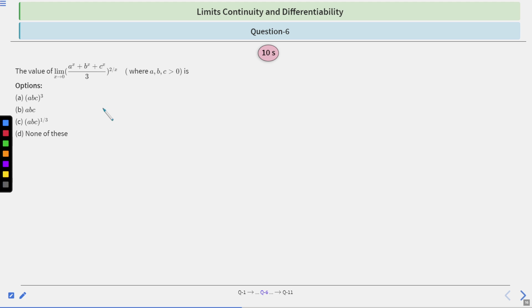Again, see, if we put x equal to 0, it is 1 plus 1 plus 1 upon 3. And in the power thing, if we put x equal to 0, it is infinity. So again, it is of the form 1 to the power infinity, right? So we can apply the formula limit x tending to 0 fx to the power gx. We can apply limit e to the power limit x tending to 0 gx into fx minus 1, right? We can apply that formula. Okay, this was the hint for this question. Now you have 10 seconds to solve this question. After 10 seconds, we will discuss the solution.